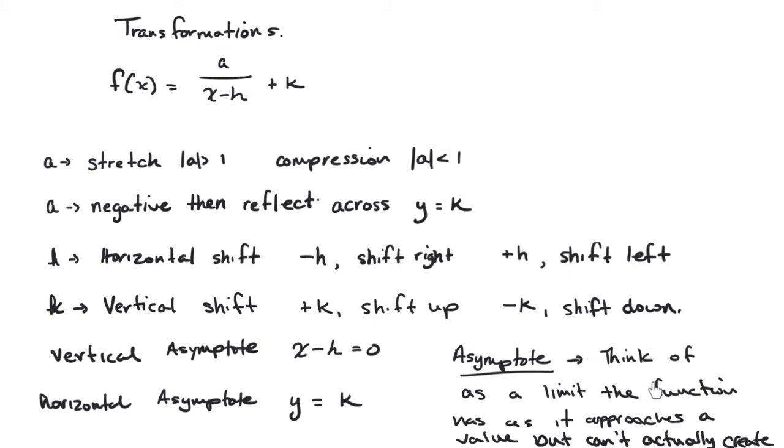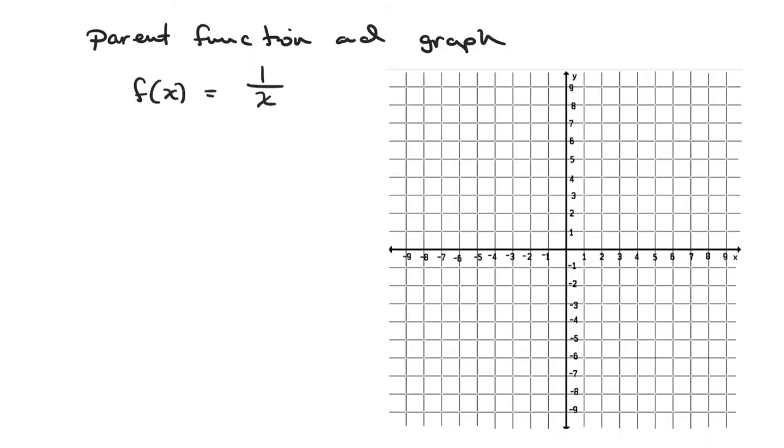Think of it as a limit the function has as it approaches a value, but it can't actually reach it. You're going to get closer and closer and closer to this number, but you're not actually going to use the number itself. All right, so let's go through the parent function. Here's the parent function.